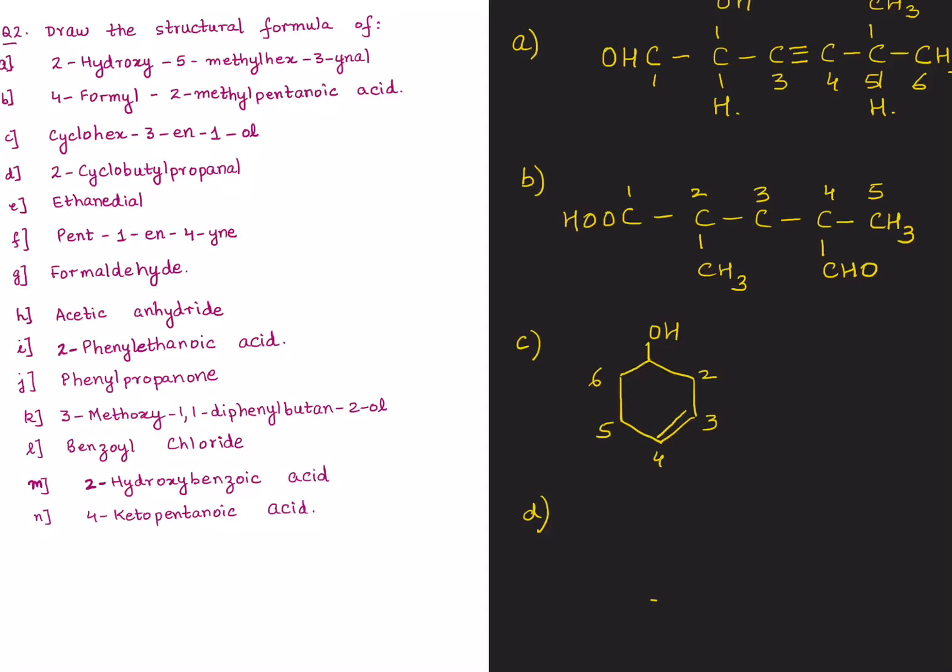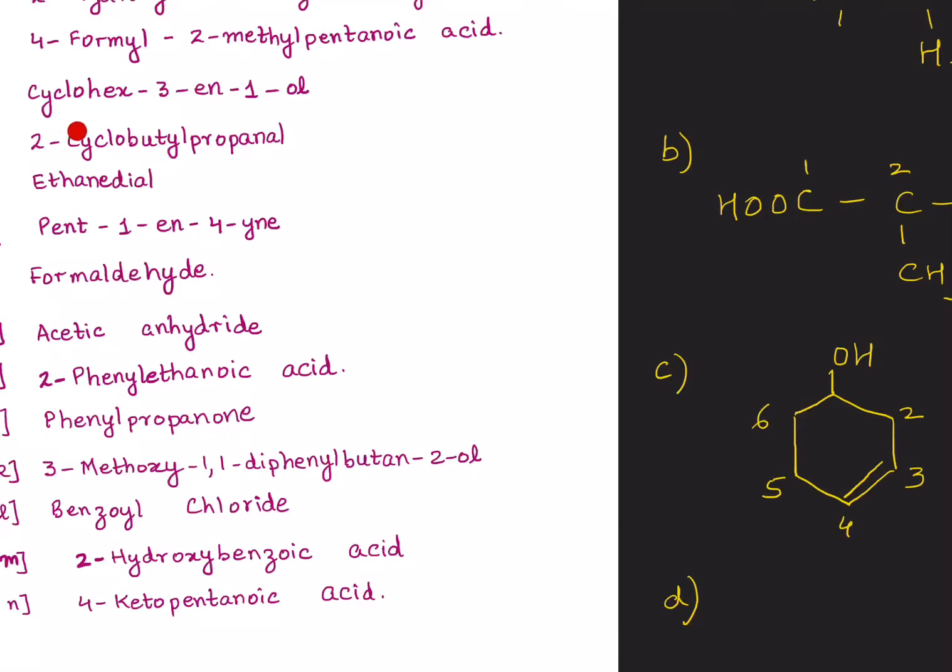Now try structure number D. 2-cyclobutyl propanol. 2-cyclobutyl propanol. In other words, now here if you notice, my cyclobutyl becomes a substituent because my main chain here has a functional group. So what will be my word root here? Propane, right? That means 1, 2 and 3 carbon atoms here. Got it? Cyclobutyl is at position number 2.